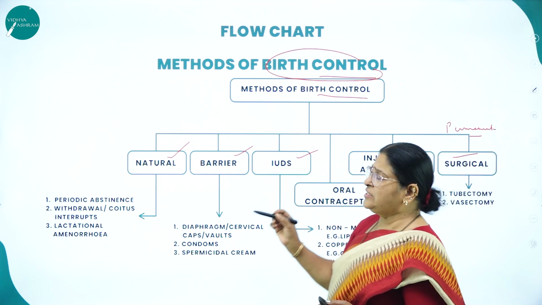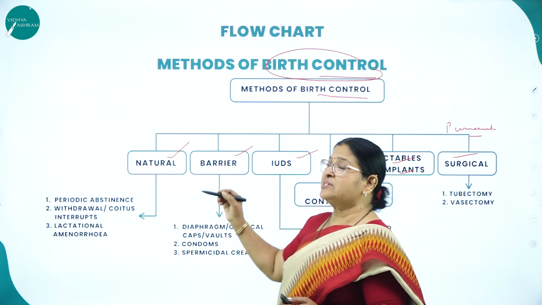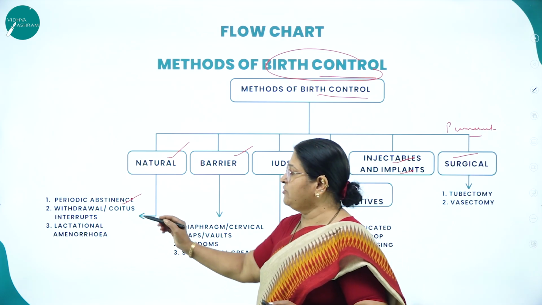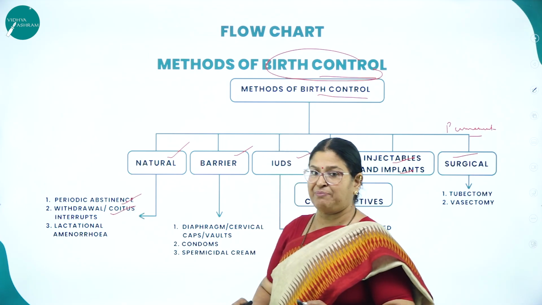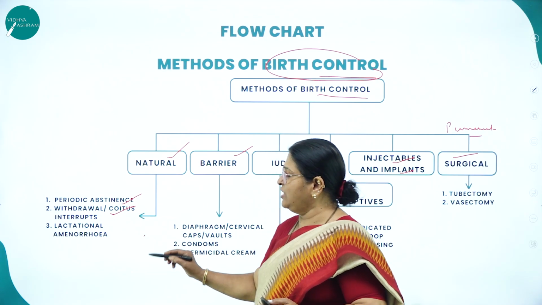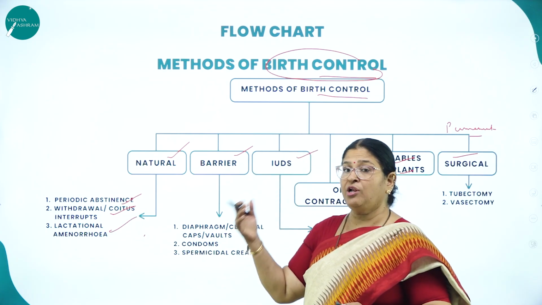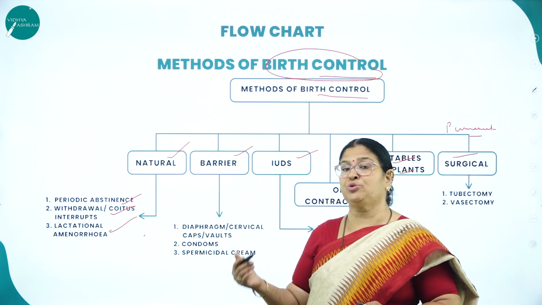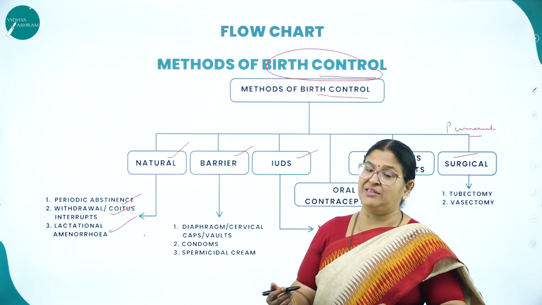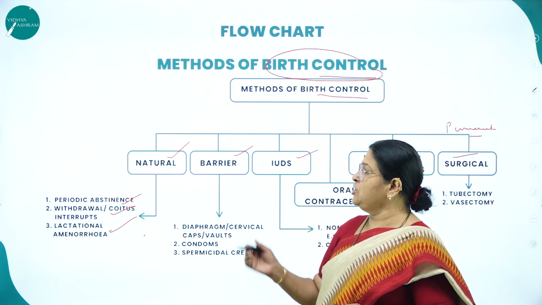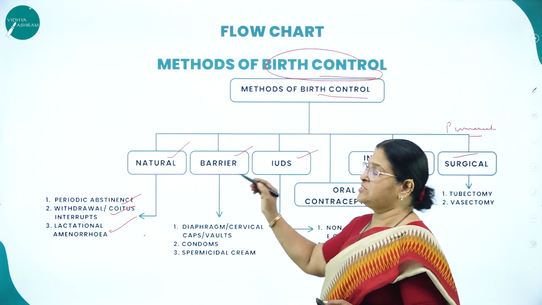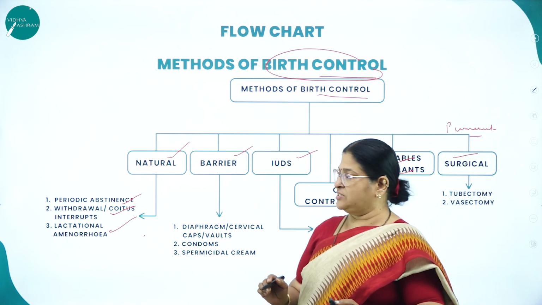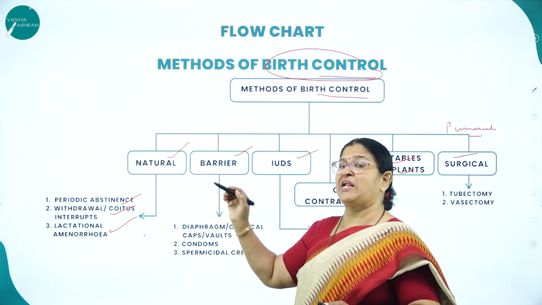Right? Now, what are the important methods that are involved in natural method? One is called periodic abstinence. The second one is called withdrawal method or coitus interruptus. And the third one is called lactational amenorrhea. The whole of the methods for birth control have been broadly classified into two categories. What are the two categories? One is called the temporary method. The other one is called the permanent method. All this that I am discussing up to here is the temporary method, and the permanent methods include the surgical methods.